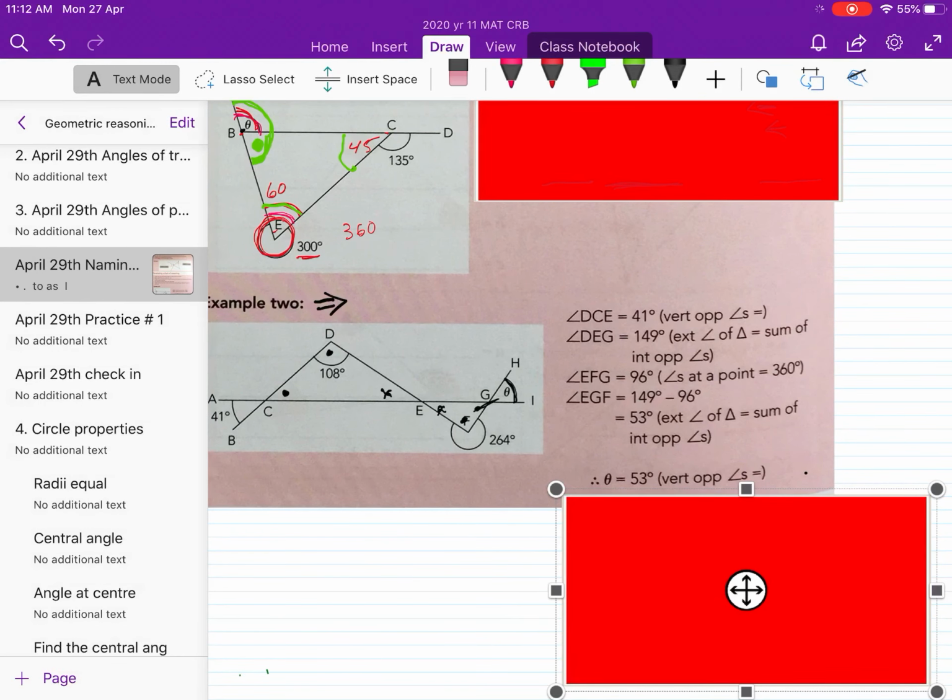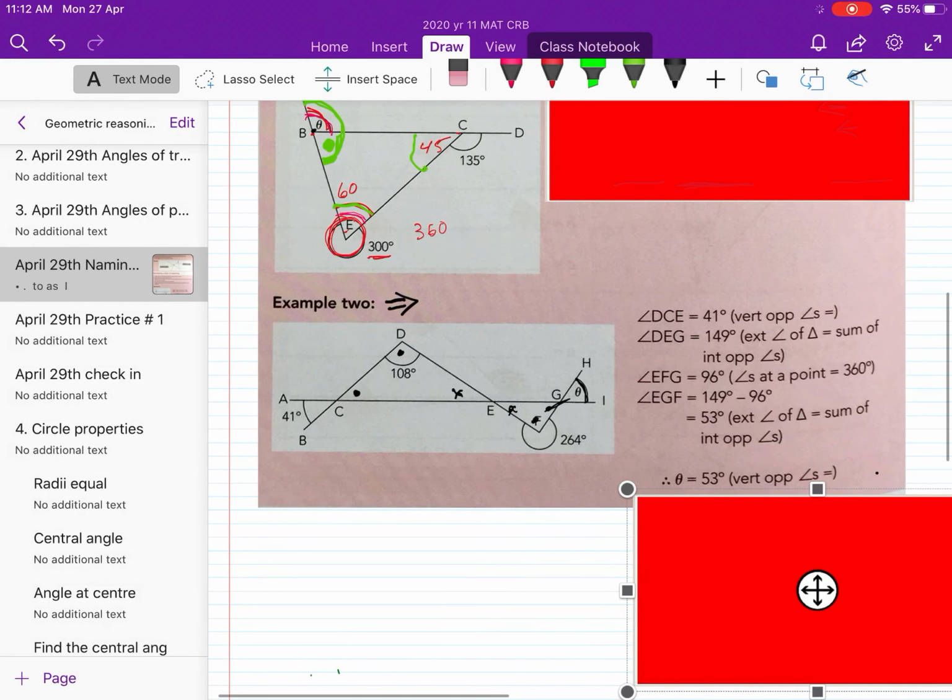So again, there's a fair number of steps with this one to work your way around. You would probably work from this end initially and find this angle here. So that's DCE, and it's 41 degrees because vertically opposite angles are equal. So this is how you would write it: vert op angles equal. You don't need to write it out in words.